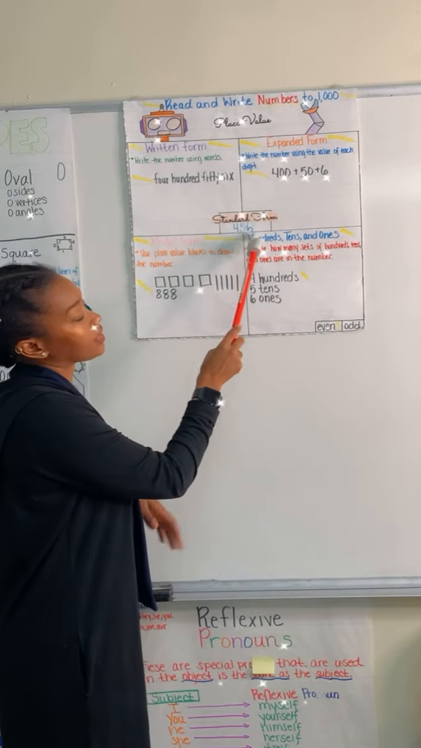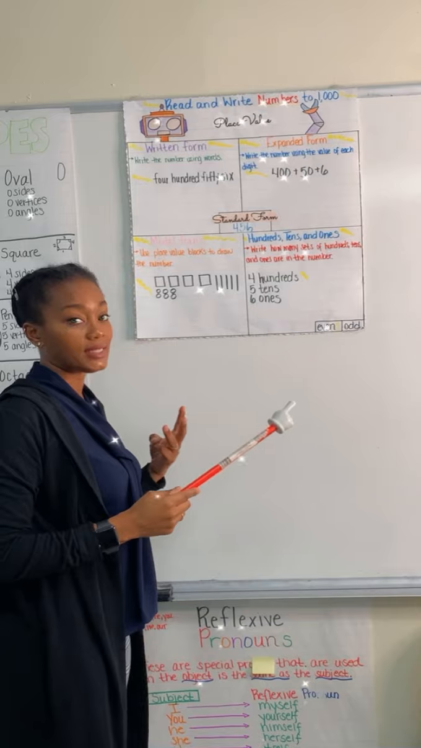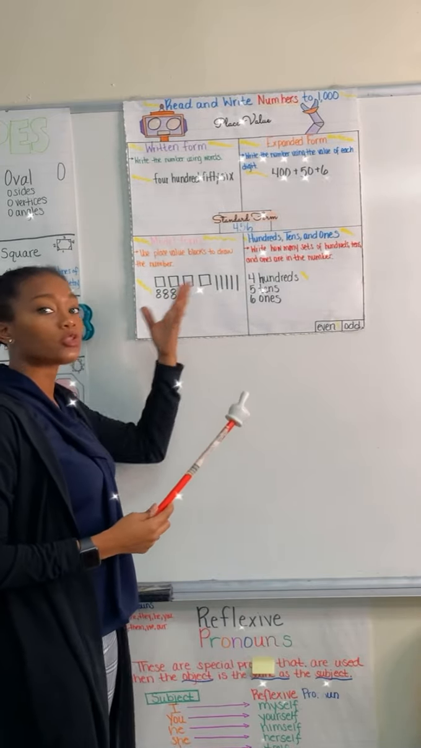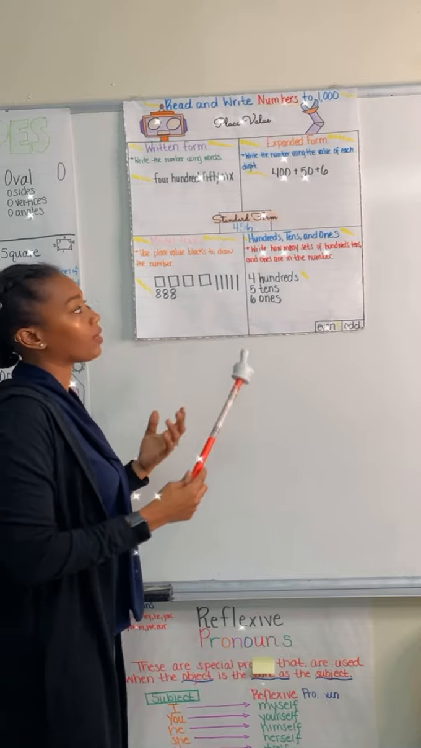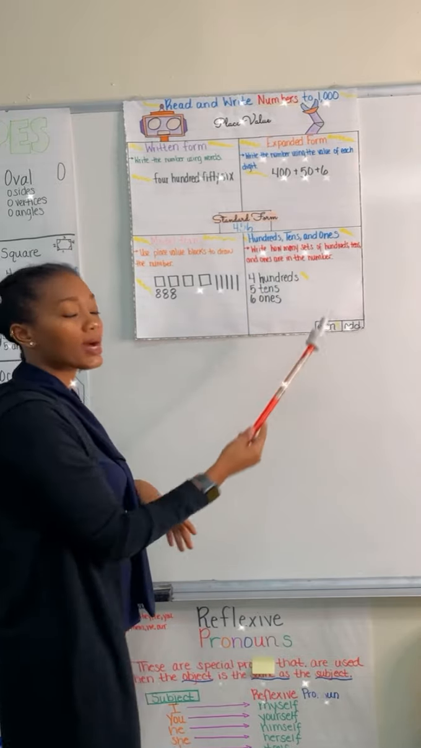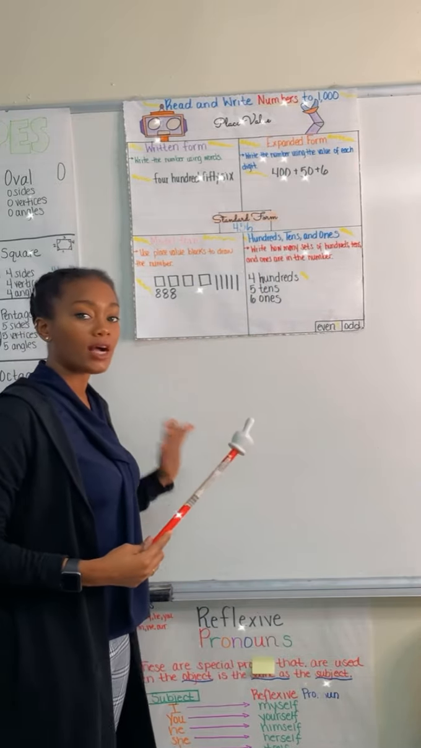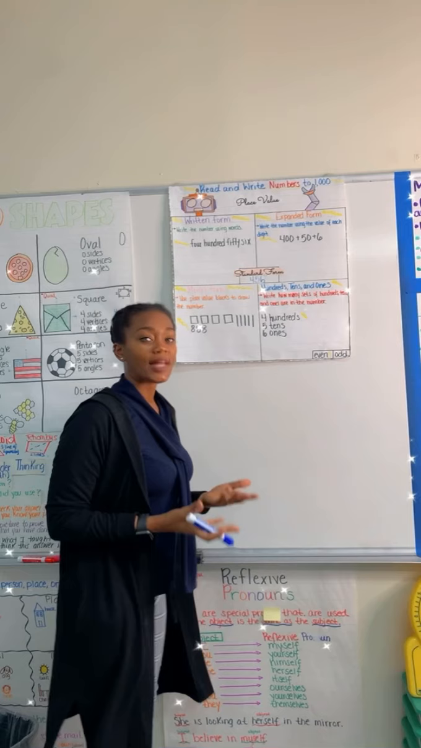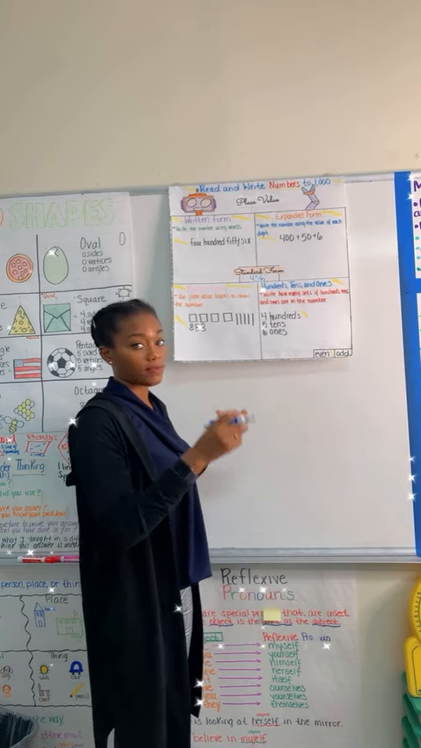In 465, there are 3 digits. Model form is using a picture to draw the number that we are working with. Hundreds, tens, and ones is telling us basically how many hundreds, how many tens, and how many ones are in our number. Let's try an example of all of them.